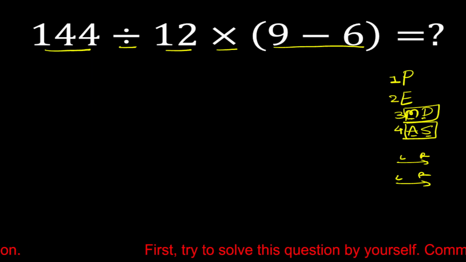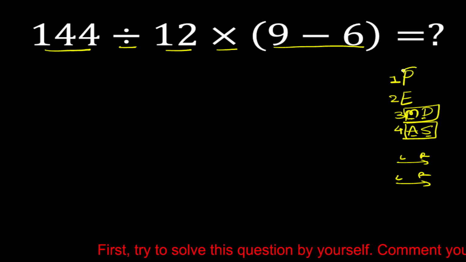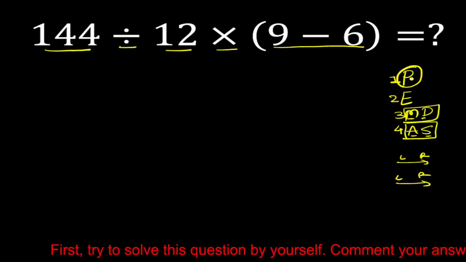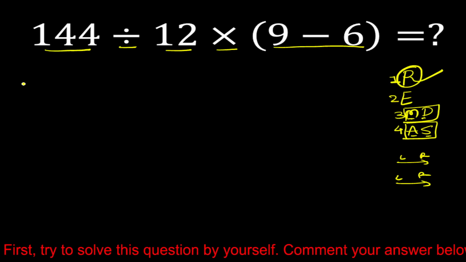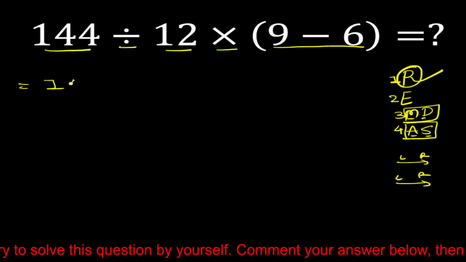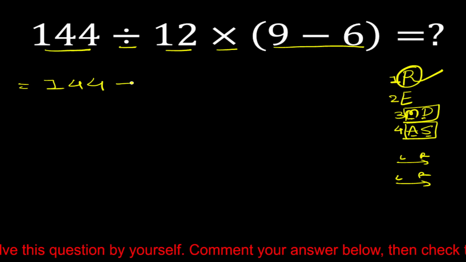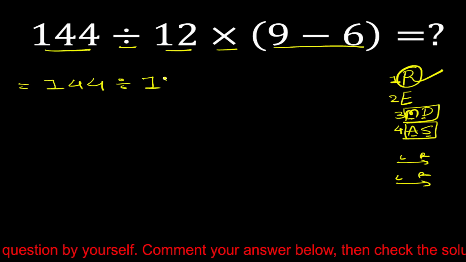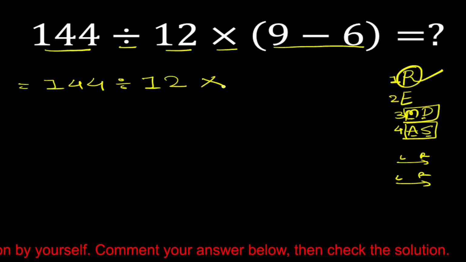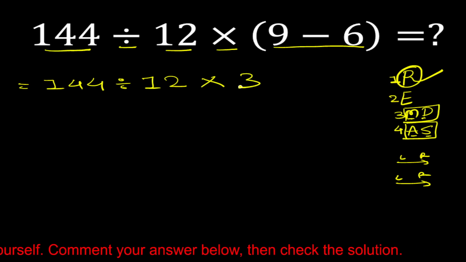Okay. So according to PEMDAS, first priority is parenthesis. So first we have to solve this parenthesis, okay? So it is equal to 144 divide 12 multiply. Now 9 minus 6 is equal to 3.